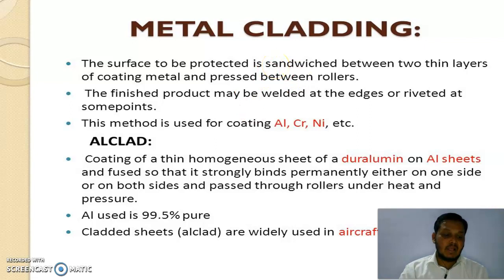See, the application of metal cladding method is aluminum cladded sheet, which is widely used in aircraft industry because it is lightweight, again it is very tough material and it contains 99.5% pure aluminum, right? So this is the first application of the metallic cladding method.